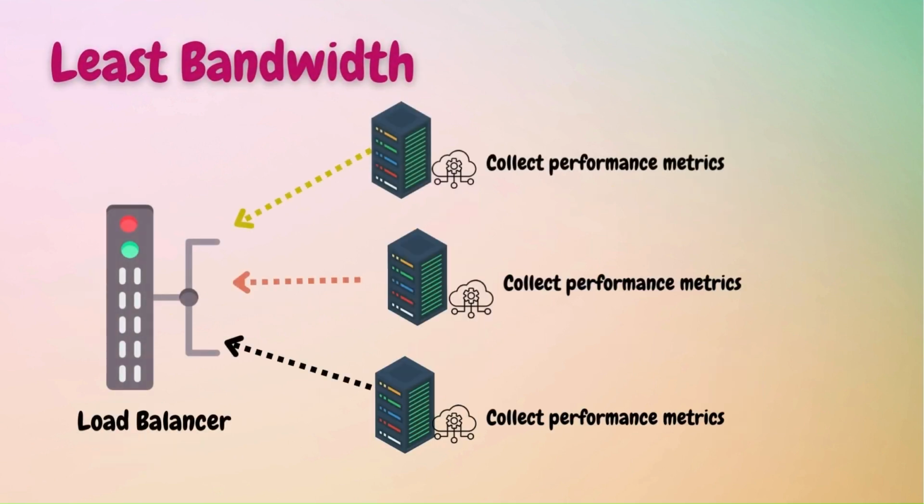Agent-based adaptive load balancing algorithm employs agents or monitoring probes deployed on each server to collect real-time performance metrics such as CPU usage, memory utilization, and network traffic. Based on these metrics, the load balancer dynamically adjusts the traffic distribution to optimize server utilization and maintain stability.